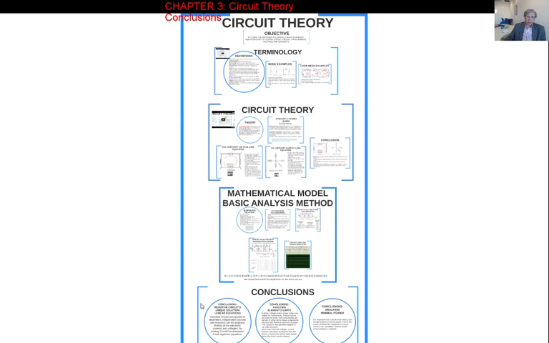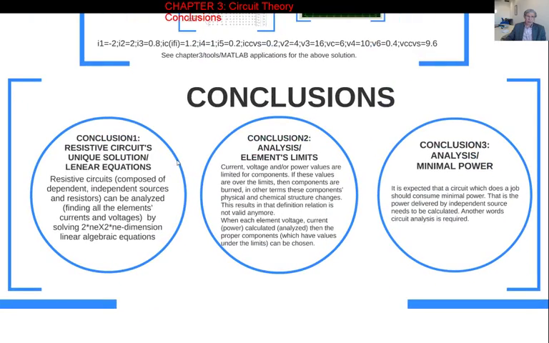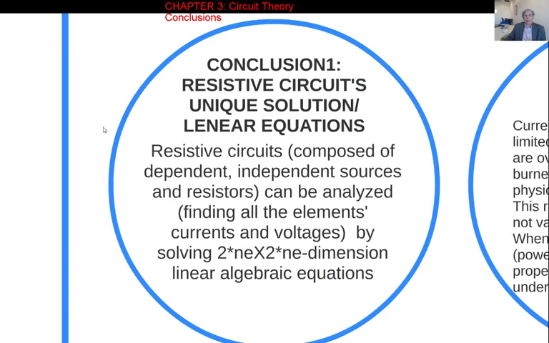Now, what are the conclusions coming out of this chapter? Let's examine step by step. Resistive circuits, unique solution, linear equations. Linear, there's something wrong here. Linear, not properly written there.